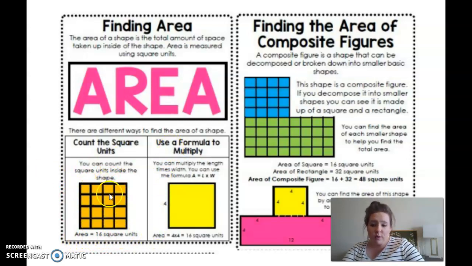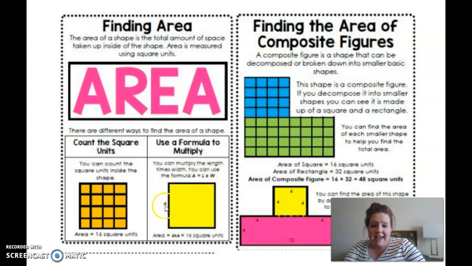Now, you don't always have those, or sometimes it'll only have them along the edge and not the whole square won't be filled in with the square units. And so it's really important that we know how to multiply the length and the width. Okay, so use a formula to multiply. You can multiply the length times the width. You can use the formula A, which is area, equals L, length, times W, the width. So the formula is area equals length times width, or you can say area equals L times W.